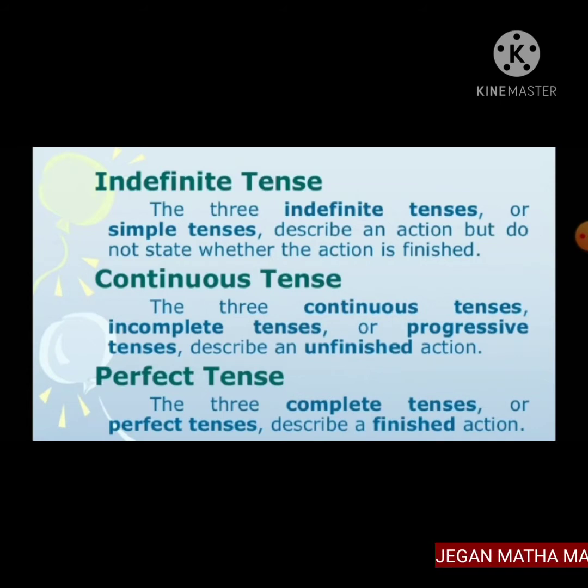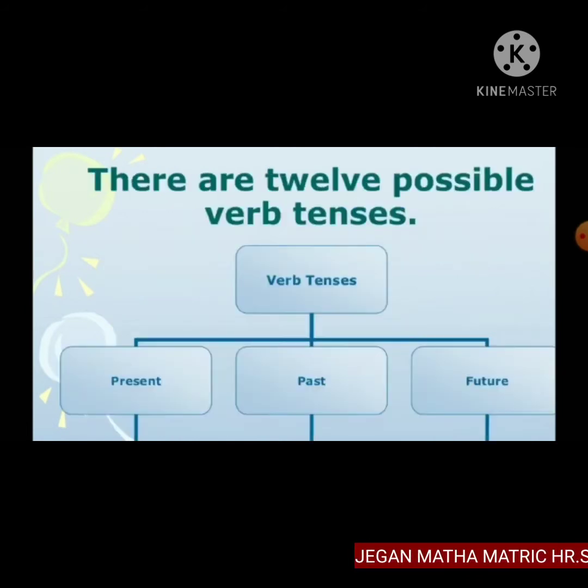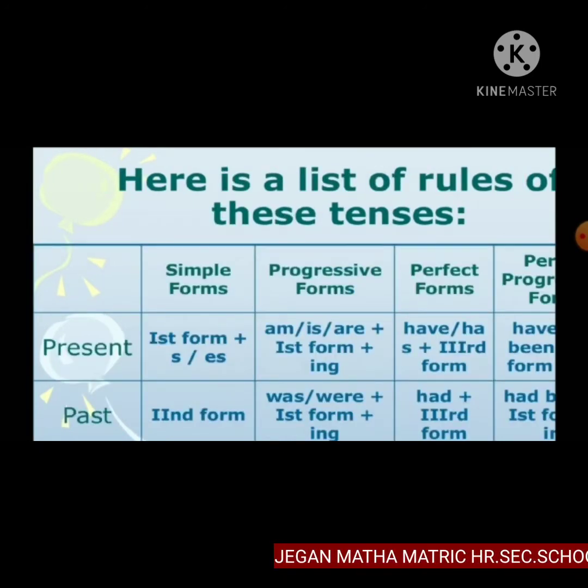Perfect tense. The 3 complete tenses or perfect tenses describe a finished action. The perfect tense describes a finished action. There are 12 possible verb tenses. Verb tenses basically present, past, future. Here is a list of rules of these tenses: present and past, simple forms, progressive forms, perfect forms.